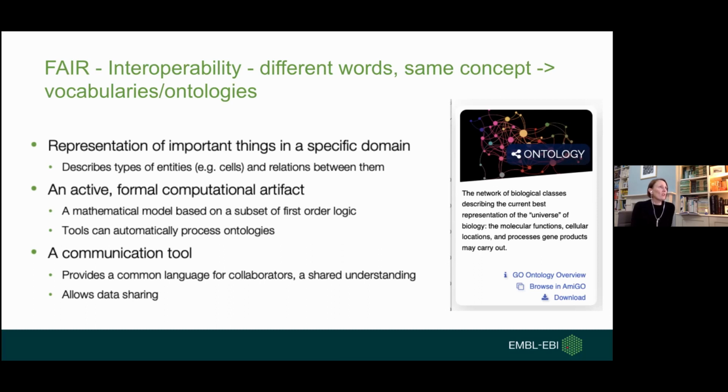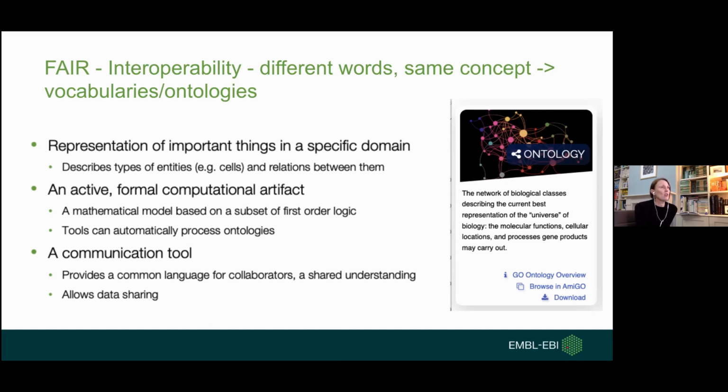And so the gene ontology is a representation of the important things in some particular space. And in the case of the gene ontology, it's about the kind of entities, genes, and the cells, that's where they exist, or sometimes in the intracellular spaces. GO and other ontologies are an active formal computational artifact, so the mathematical models built on first order logic. And we have lots of tools that can process them. But actually, to make them usable, we really need those tools, and we need the tools in the context of our data. And I'll talk a bit about that. And there's also a kind of common language for communication between collaborators, a shared understanding. And actually, lack of shared understanding is a really common problem in data integration.